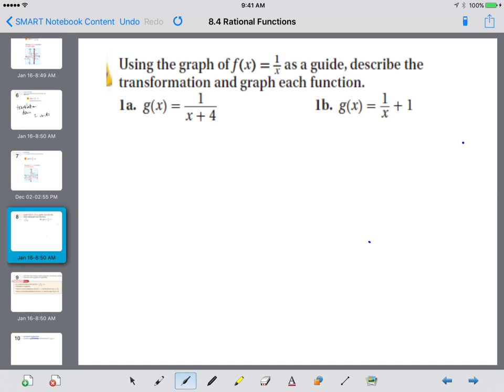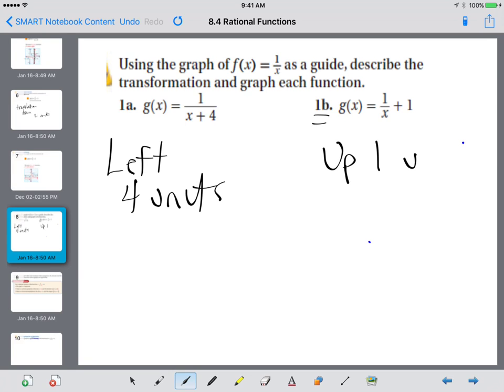Take a look at these examples. G of x equals 1 over x plus 4. That means 4 is negative and it would go to the left 4 units. In part B here we have g of x equals 1 over x plus 1. That means k is 1, so it would go up 1 unit. That's the first idea of transformations.